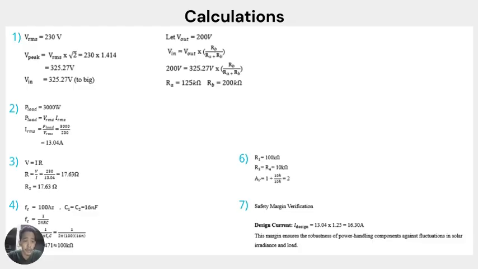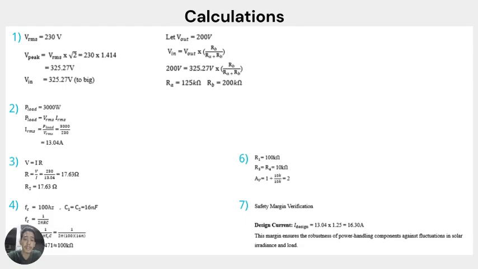Number two is power load. So this part we will need to find the IRMS, and after the calculation we got around 13.08 ampere. And to find the R2 we will use the Kirchhoff voltage law, which is V equal to IR, and after the calculation we get 17.63 ohm. And next we find the R1. After the calculation we get the R1 is 100 kilo ohm, and the next one is voltage gain, and after the calculation we get 2.